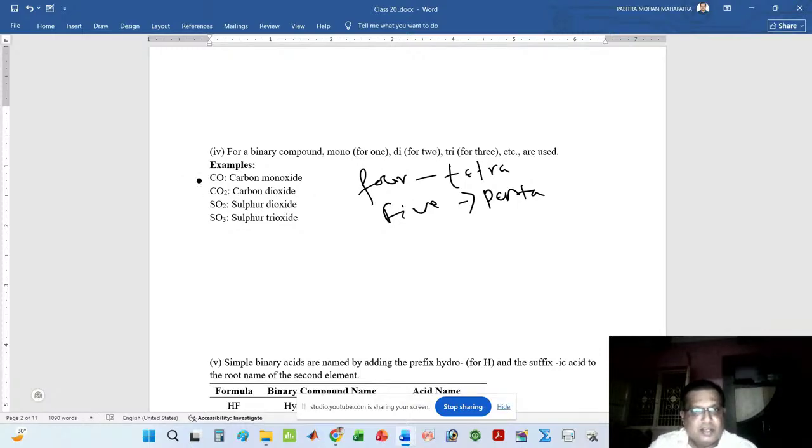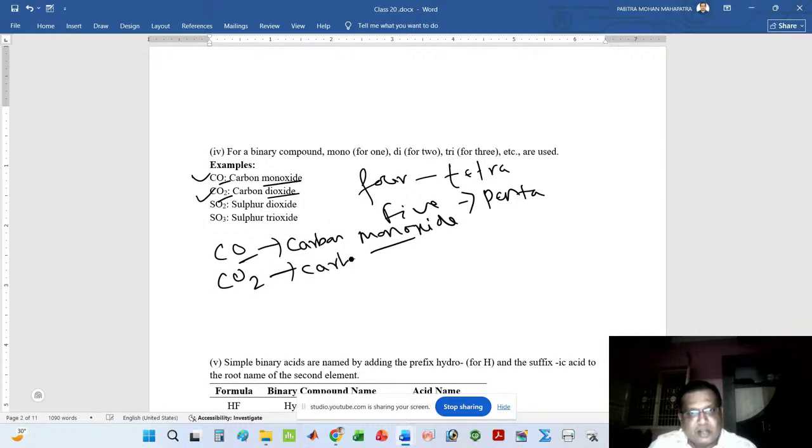If you think about CO and CO2, in CO one oxygen atom is present, so it is said to be monoxide. In CO2 two oxygen atoms are present, so it is said to be dioxide. Totally, we can say that CO means carbon monoxide. Here mono is used to indicate there is only one oxygen atom. CO2 is said to be carbon dioxide. Di is used for two oxygen atoms. So CO means carbon monoxide, CO2 means carbon dioxide.